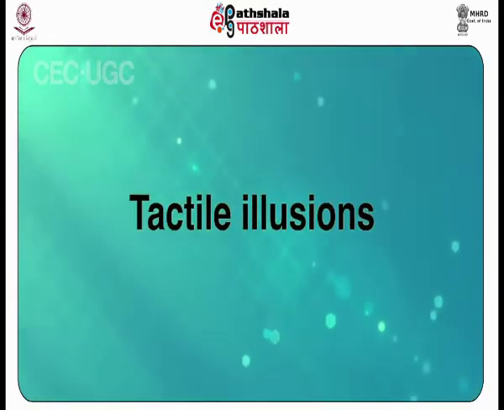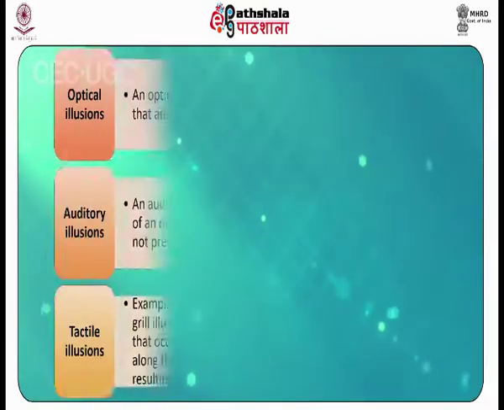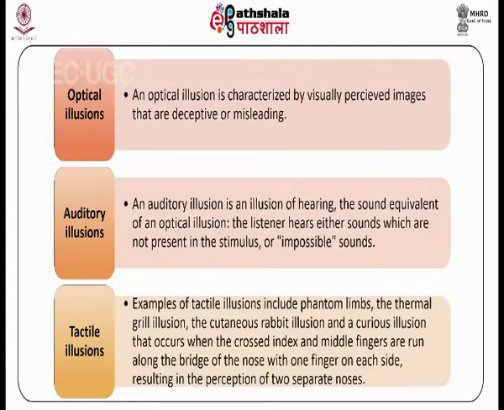Next we move on to tactile illusions. Examples of tactile illusions include phantom limb, the thermal grill illusion, the cutaneous rabbit illusion, and a curious illusion that occurs when the crossed index and middle fingers are run along the bridge of the nose with one finger on each side, resulting in the perception of two separate noses.